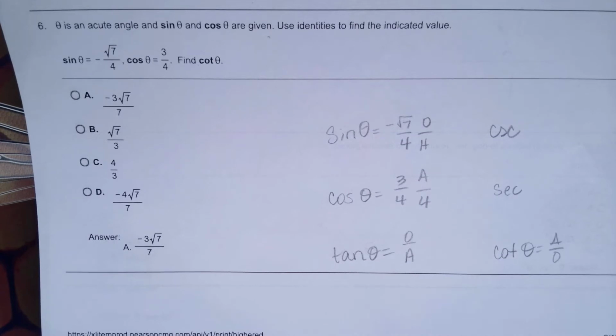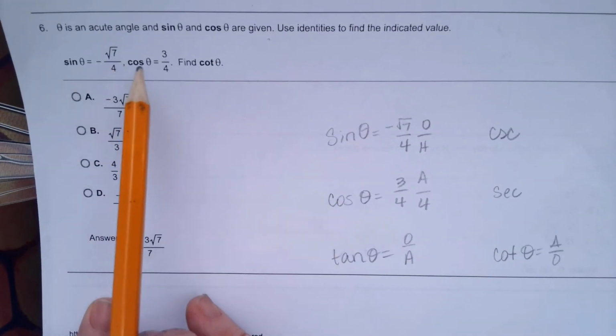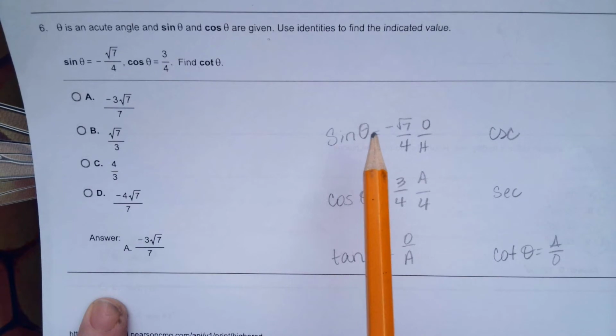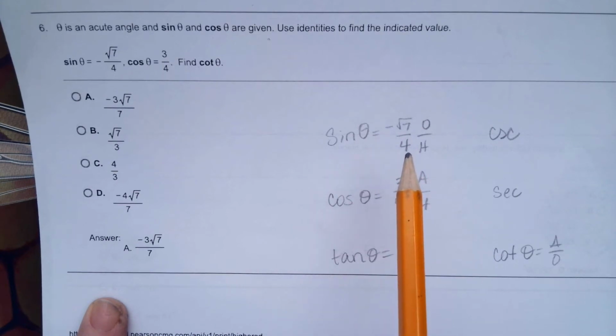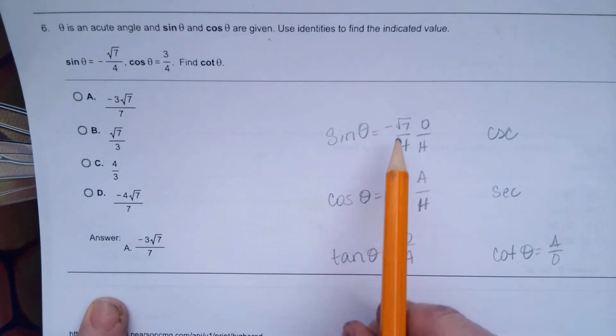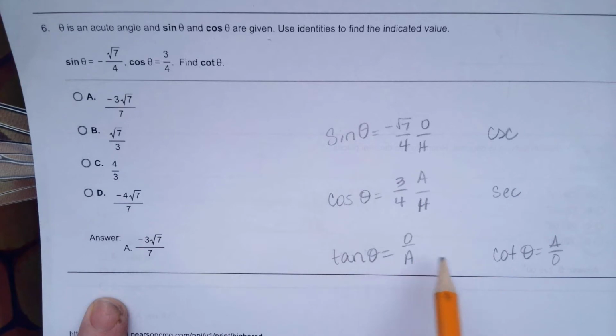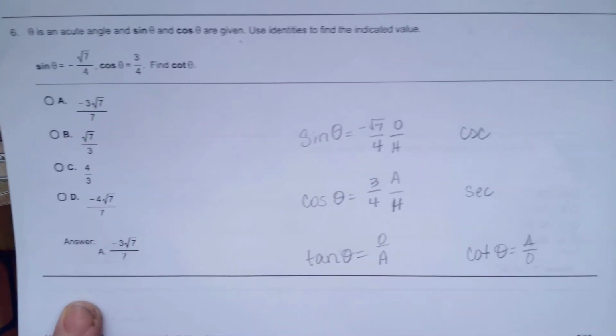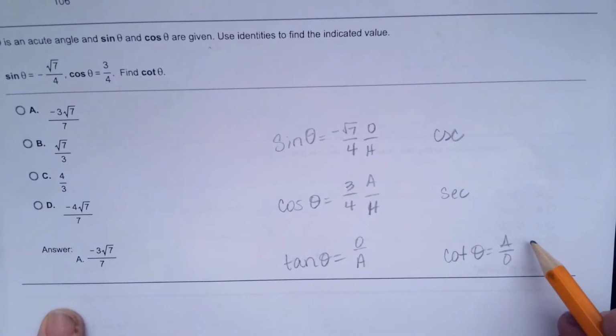So question number 6, they tell me the sine and the cosine. Well, when they tell me the sine, I know the opposite and I know the hypotenuse. When they tell me the cosine, I know the adjacent and the hypotenuse. So I'm going to use those to help me with the cotangent. The cotangent is the adjacent over the opposite. So the adjacent would be 3, and the opposite would be negative square root of 7.